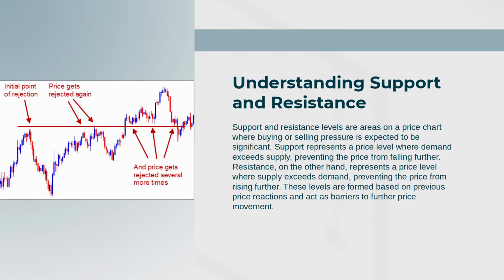Understanding support and resistance. Support and resistance levels are areas on a price chart where buying or selling pressure is expected to be significant. A support represents a price level where demand exceeds supply, preventing the price from falling further. Resistance, on the other hand, represents a price level where supply exceeds demand, preventing the price from rising further. These levels are formed based on previous price reactions and act as barriers to further price movement.